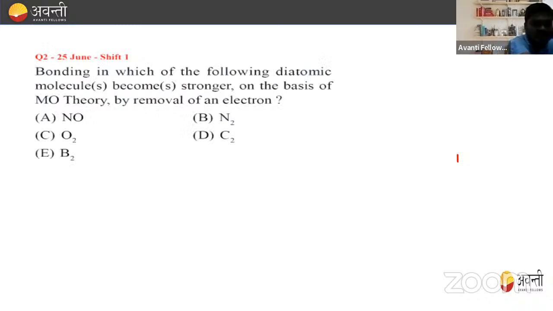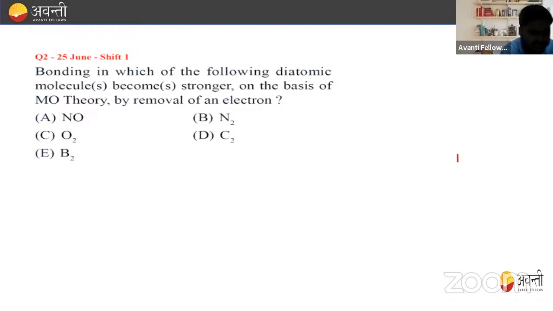Now, let's move to the next question. In which of the following diatomic molecules does the bonding become stronger on the basis of MO theory by the removal of an electron? So you have to find which one of the following is the more stable.